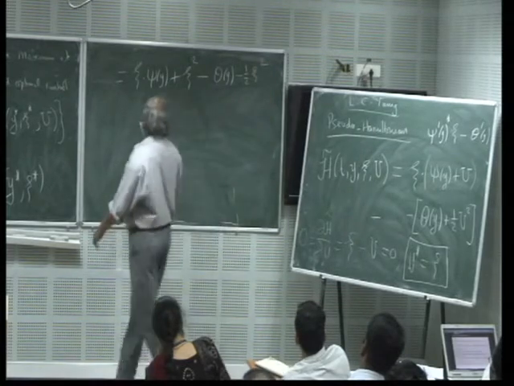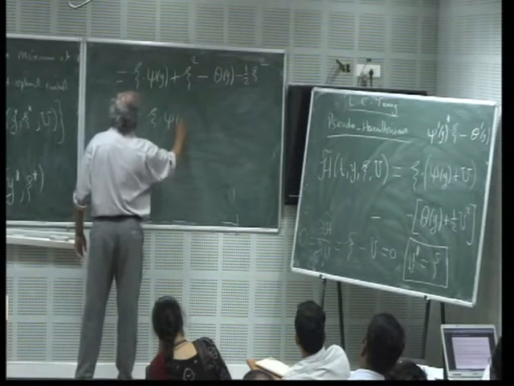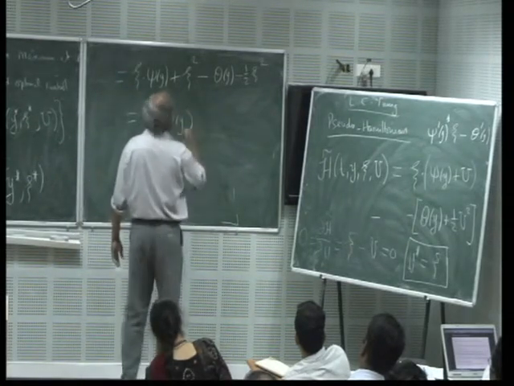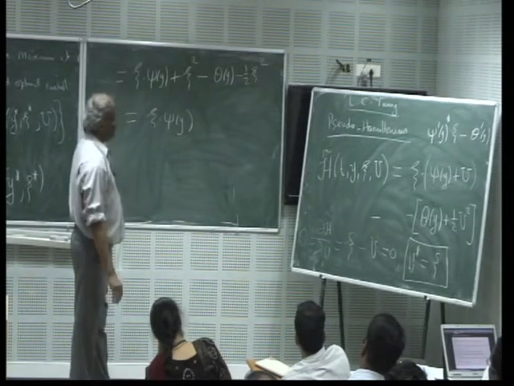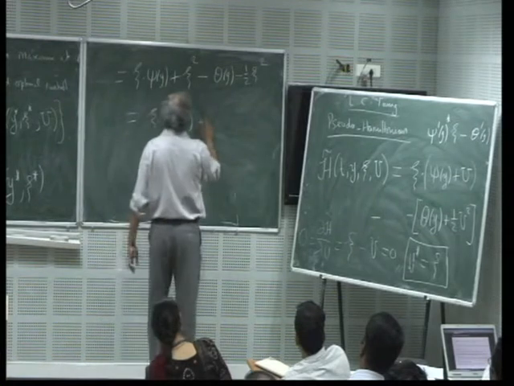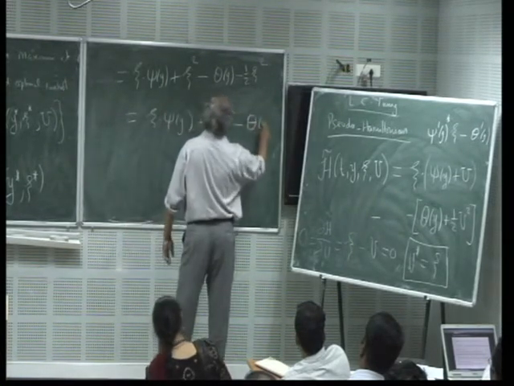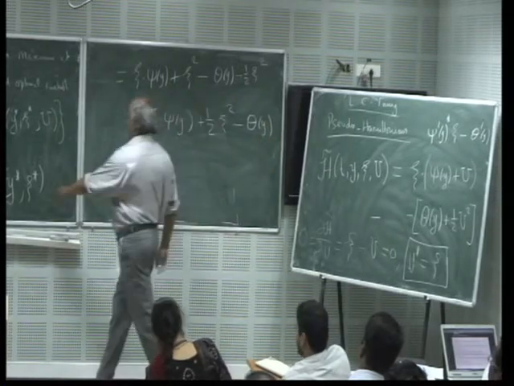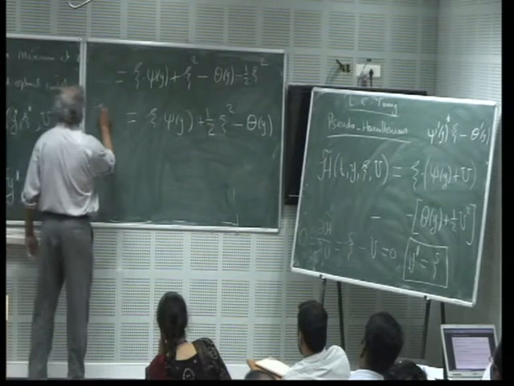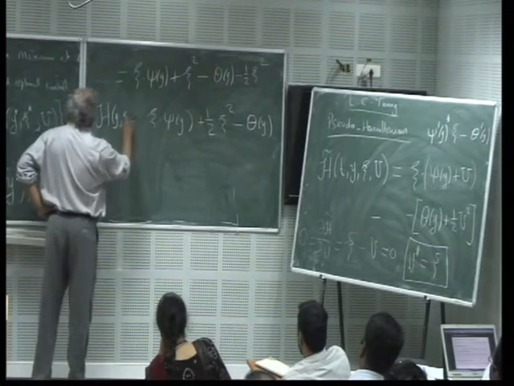And therefore, this is equal to theta times chi of y, plus theta squared by 2, plus half theta squared minus theta of y. So you can see this statement is correct. It's only a function of y and theta, right? So you call this one the true Hamiltonian, H of y and theta.